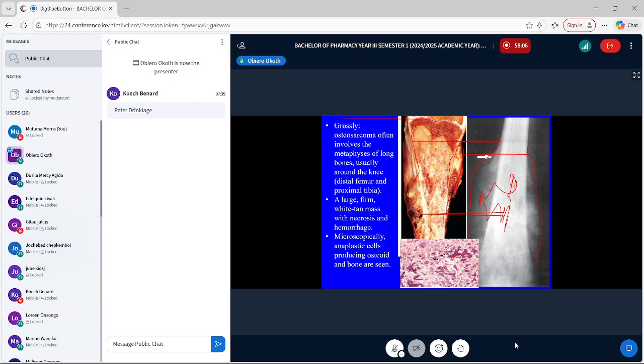This is now in the bone. You can get extraskeletal, but don't confuse it with that. We are dealing with bone. There's a malignant, highly aggressive tumor producing bone.